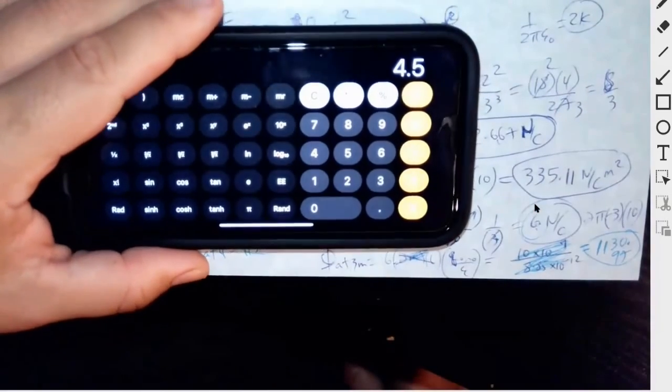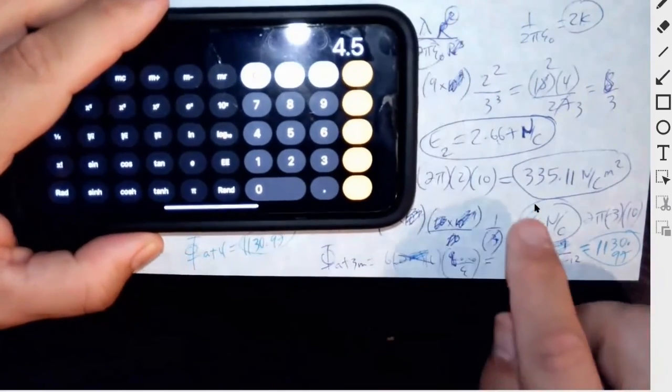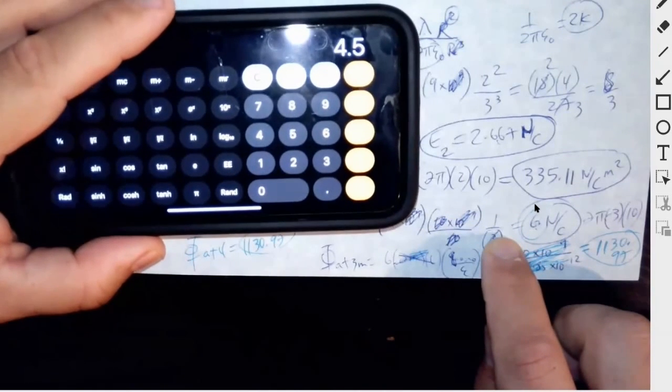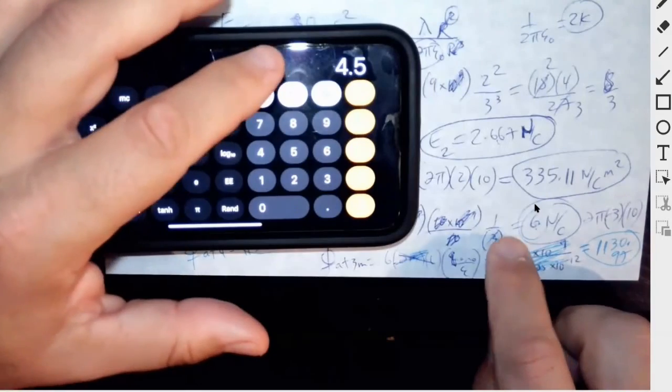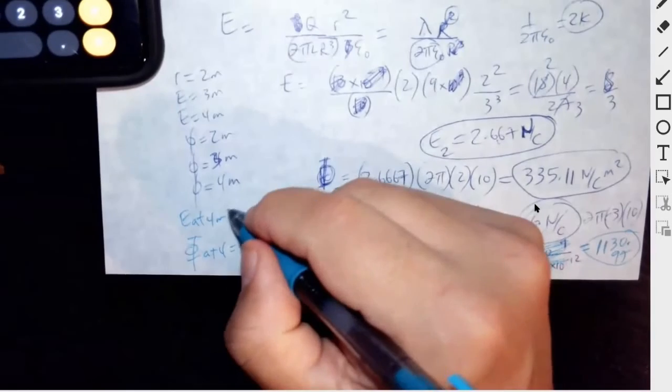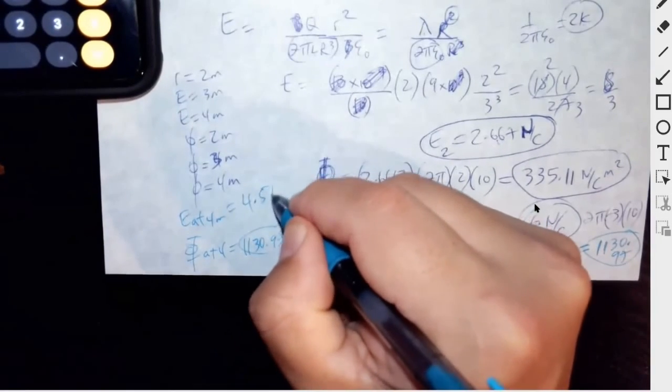Because I want to find out the electrical field at 4. So here I found the electrical field at 3, and then the electrical field at 4 will just be multiplied out, then divided by 4. So electrical field at 4, 4.5 newtons per coulomb.